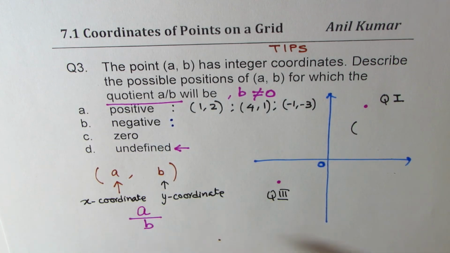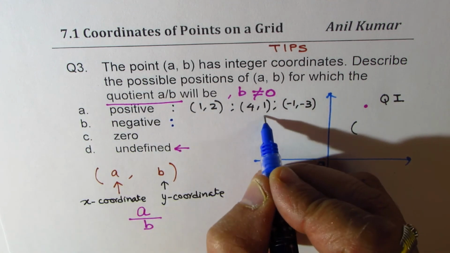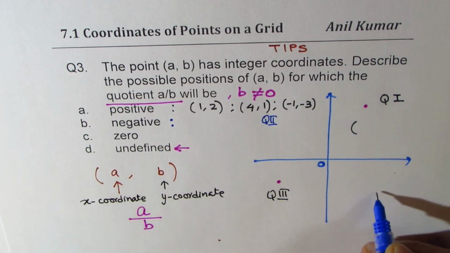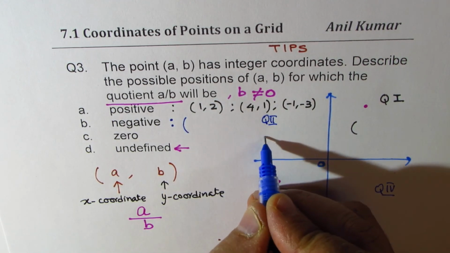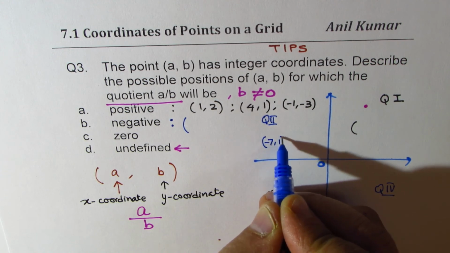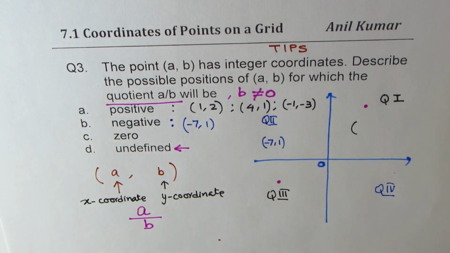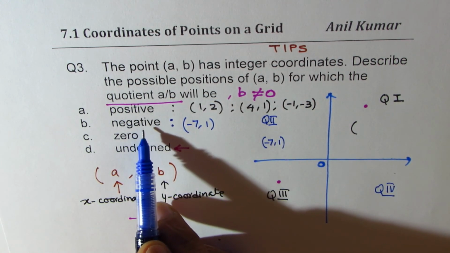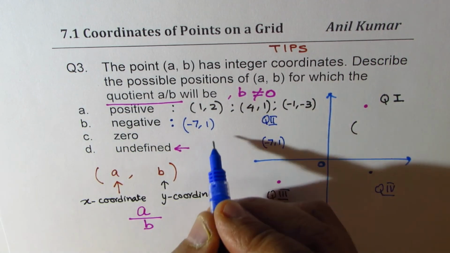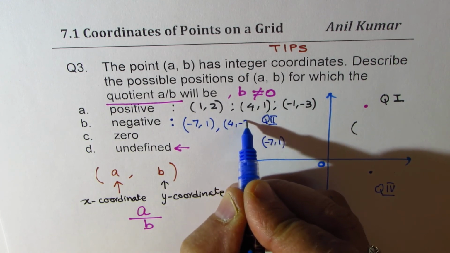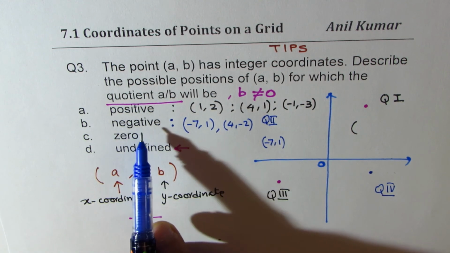Now let's do the next one, where we are looking for 3 points. If A divided by B gives a negative result, do you see that? The quotient is negative. In this case, we're looking for points in quadrant 2 or in quadrant 4. Perfect. So a quadrant 2 point, for example, will be (-7, 1), right? Now if I divide -7 by 1, I get -7. So negative, you understand? Perfect. If I take a point here, let's say (4, -2), if I divide 4 by -2, I get -2, a negative number.